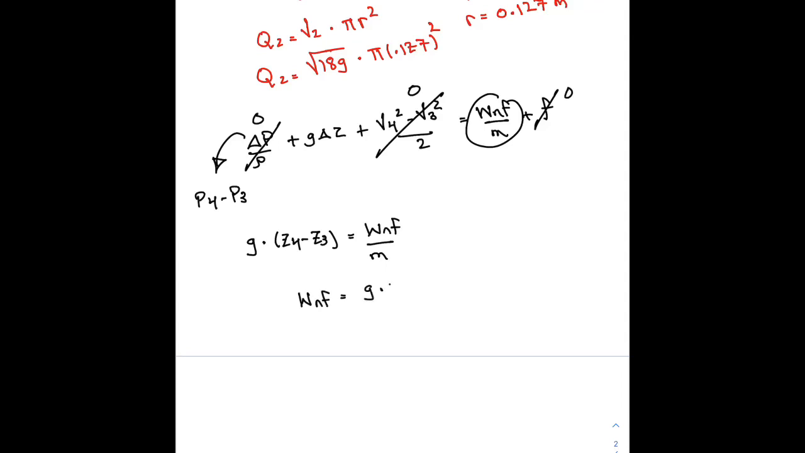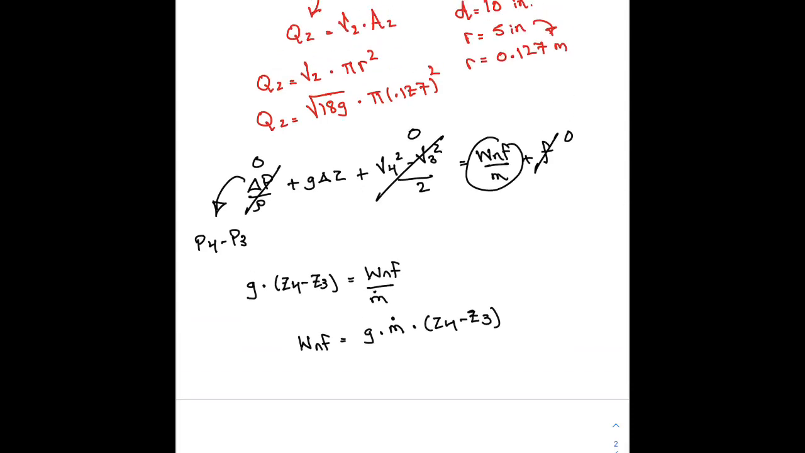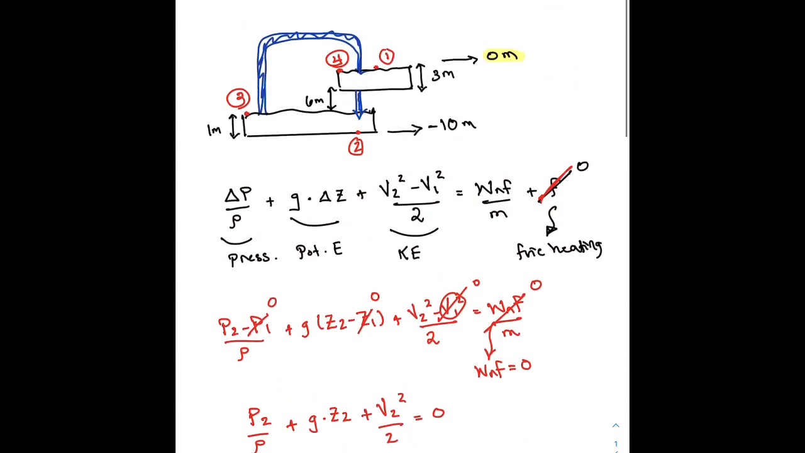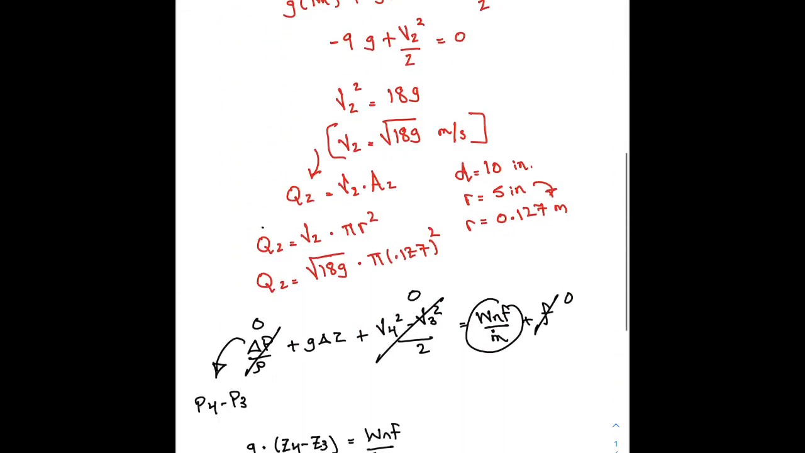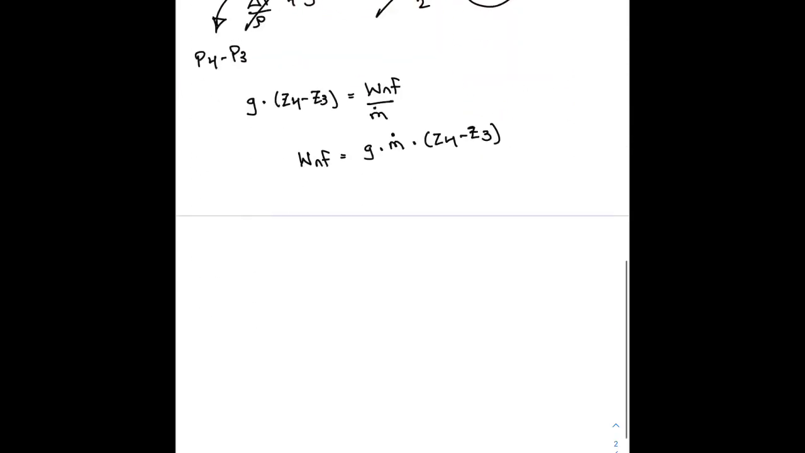That will be G times m, the mass, times Z4 minus Z3. And this is not just the mass, this is the mass flow rate. Note in all of these, this is actually the mass flow rate, even in the beginning right here. And this right here is also where we found the volumetric flow rate. This is the volumetric flow rate. We define it with the dot, because rho equals m dot over v dot, or m over v. In this case, we're using the flow rates, the mass and the volumetric flow rates.